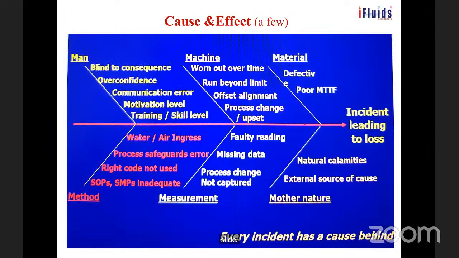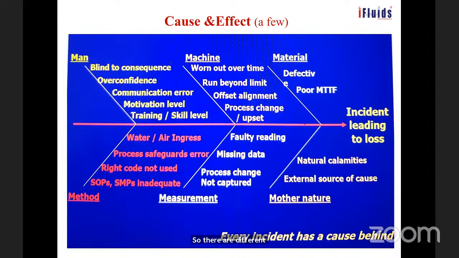Now, cause and effect. Why accidents happen: it can be due to man, methods, machines, measurement, material, or other nature, for which you don't have any control. With man, he may be blind to consequences, he doesn't know or may not realize, or overconfidence, or he doesn't know how to communicate, or there is an error, or the motivation level, maybe lethargic, or training or skill levels. There are different reasons due to which accidents can happen.